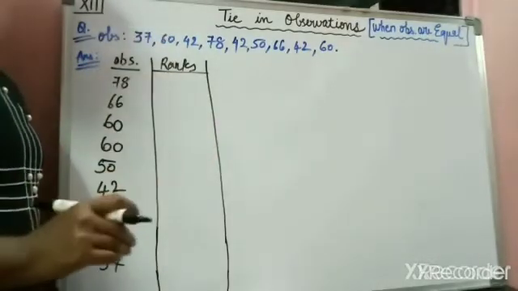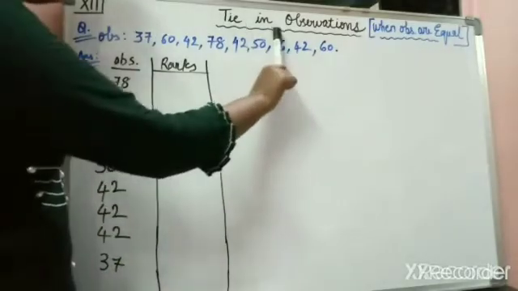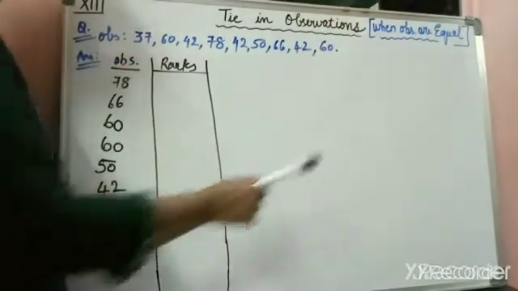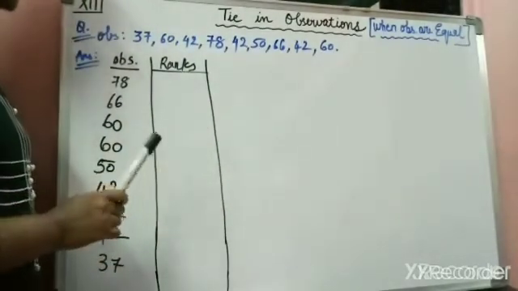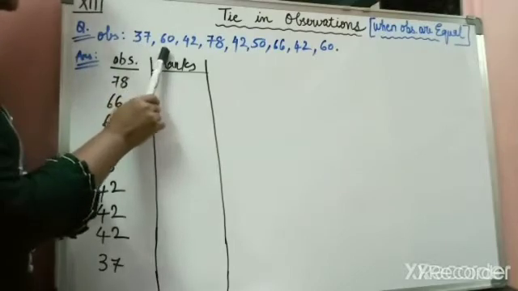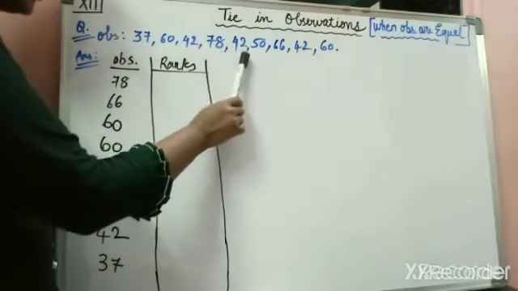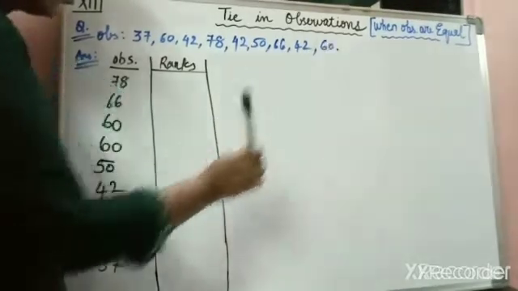Okay, now students, let's study the Spearman's rank correlation when there is a tie in the observations, or you can say when the observations are equal. So let us take one example. So we have the observations as 37, 60, 42, 78, 42, 50, 66, 42 and 16.